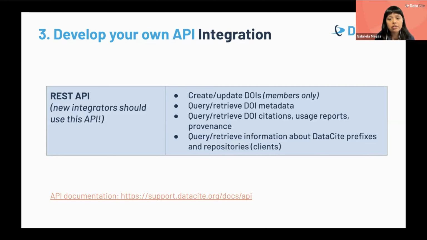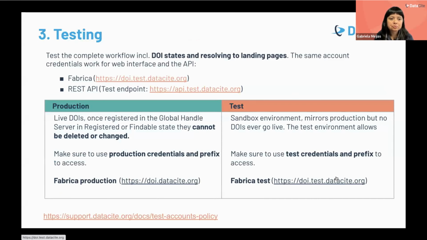You can register and update DOIs. You can also retrieve DOI metadata. You can also query more granular information like citations, usage reports, provenance, and information about prefixes and repositories. And if you're going to go this way, then you will need to do some tests before.